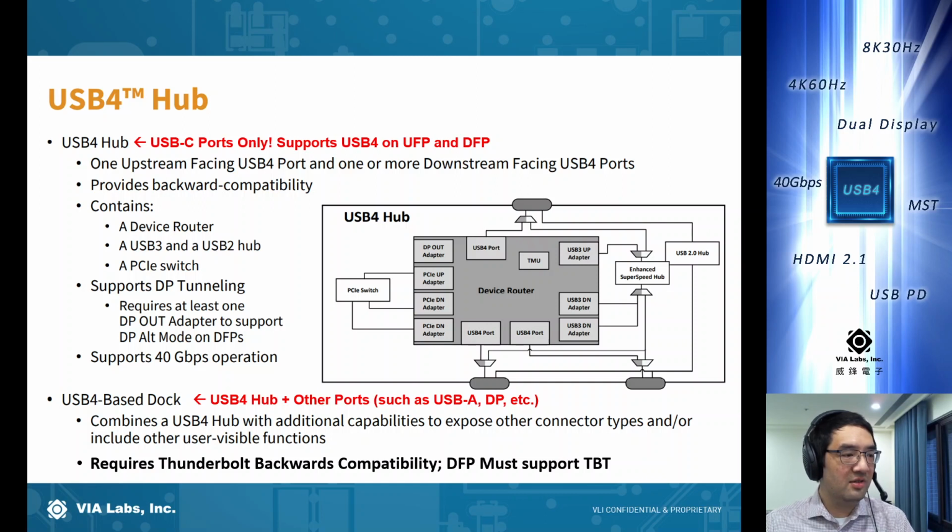The next two certification categories are USB 4 hub and a USB 4 based dock. USB 4 hub is rather simple in terms of the concept. It's essentially something that has only USB Type-C ports, and all of the ports support USB 4. The upstream port is USB Type-C and USB 4, and the downstream ports are USB 4, and that's it. So you won't have any A-type connectors, you're not going to have any DisplayPort video outs or anything like that. It's just all USB Type-C, all USB 4.